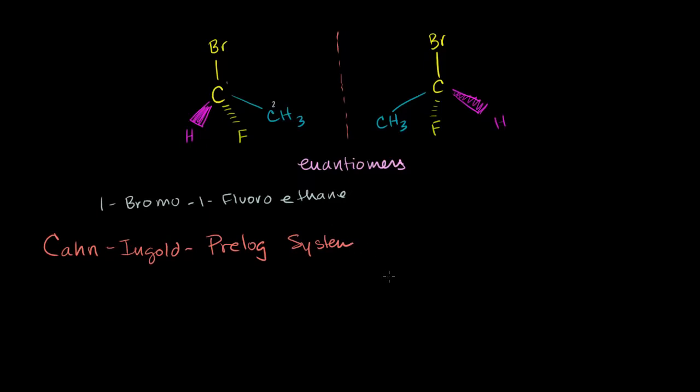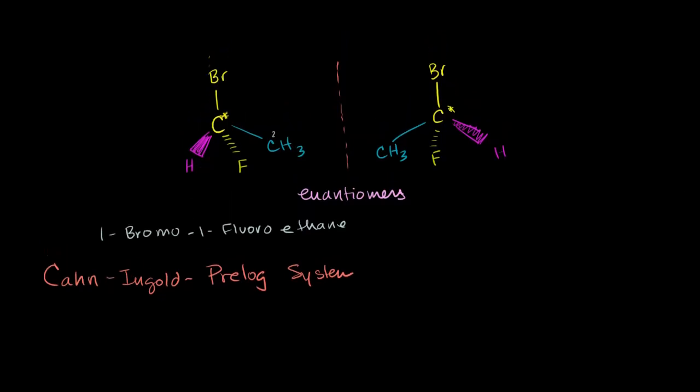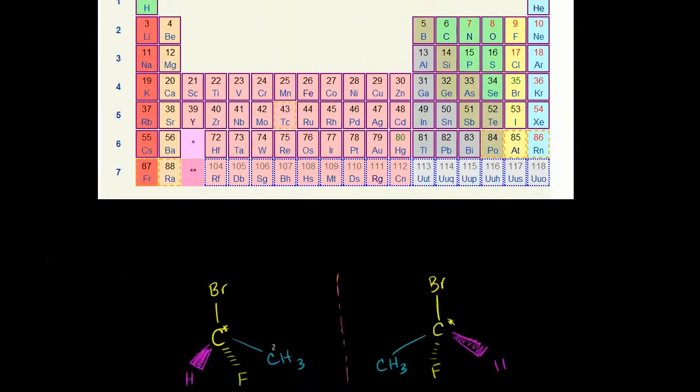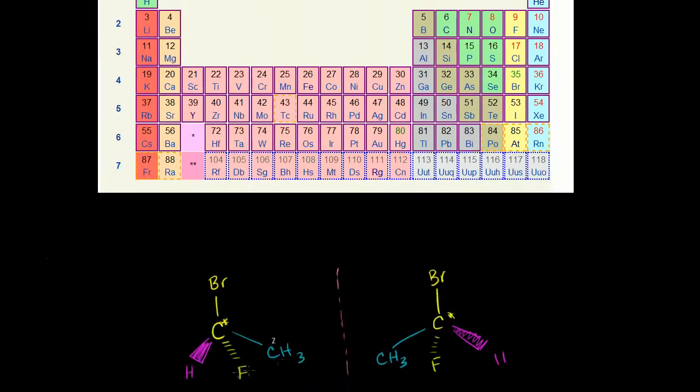So the first thing you do in the Cahn-Ingold-Prelog system is to identify your chiral carbon. Here it's pretty obvious. It's this carbon right here. It is bonded to, well, we'll just focus on this left one, the one we started with first. It's bonded to 4 different groups. And then what you want to do is rank the groups by atomic number. So out of bromine, hydrogen, fluorine, and a carbon, which is bonded directly to this carbon, which has the highest atomic number?